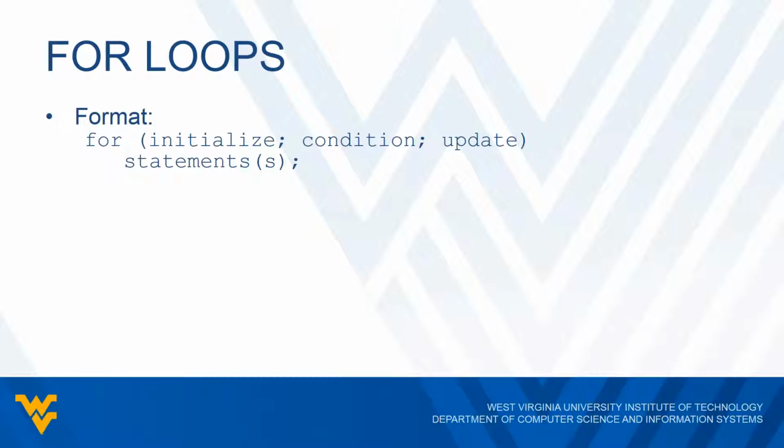different. So we have the keyword for instead of a while, and then we have our parentheses, but now we have three different things inside our parentheses instead of just one thing, and they're separated by semicolons. So we have this initialize statement, we have a condition, and then we have our update. And then we have the statements that go on afterwards if our for loop is true.